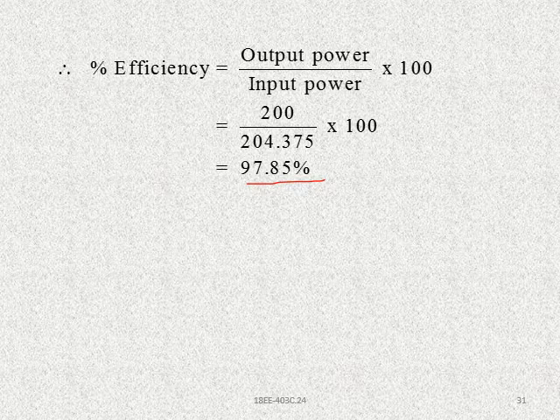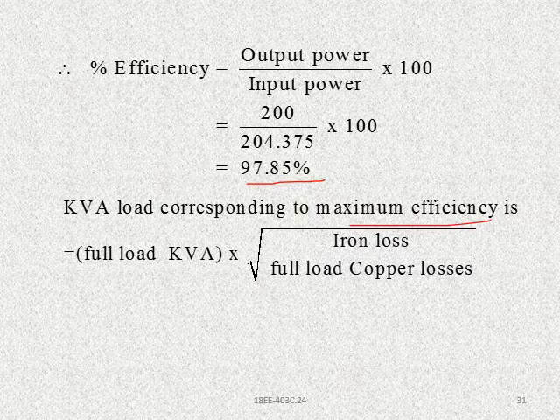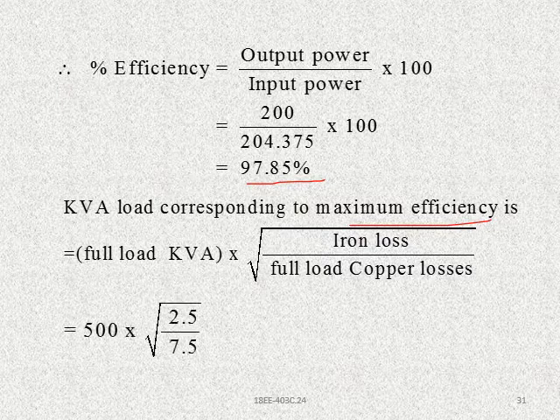Equation 1. And finally, kVA load corresponding to maximum efficiency is given by full load kVA into under root iron loss by full load copper loss. This is a new thing to you, just please make a note and be cautious.